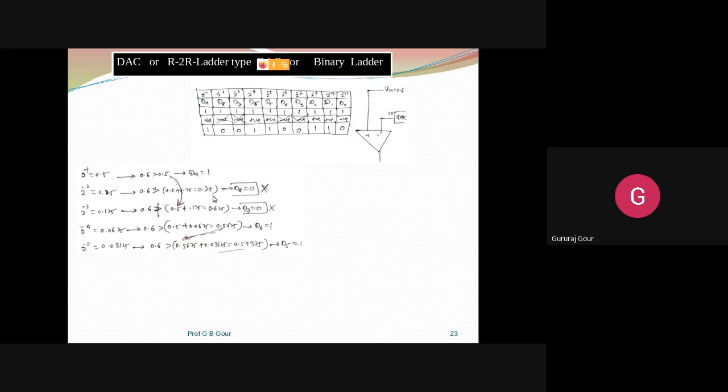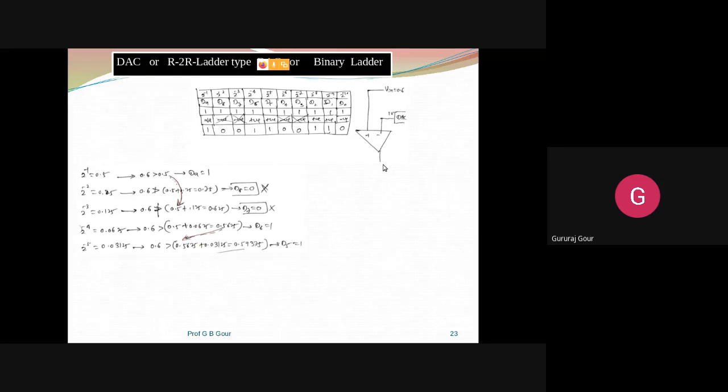We will get 0.75. Now this 0.75, if we compare to the 0.6, so 0.6 will never be greater than 0.75. Hence we are not going to set the D8 bit. So the D8 bit will be reset, that is 0. Initially all are set, you can see here, I have shown in the table. That's why D8 will be 0. Okay.